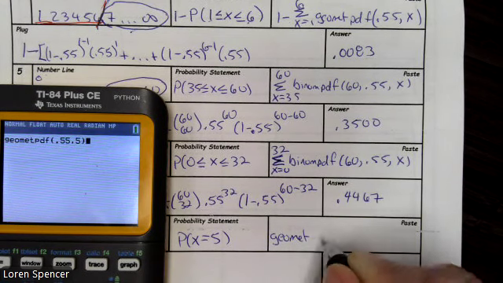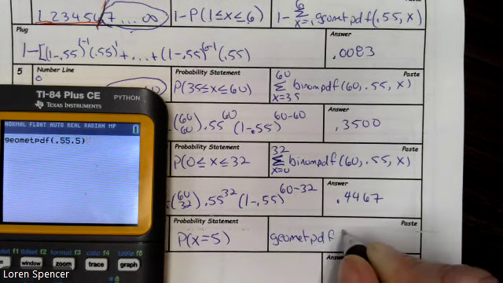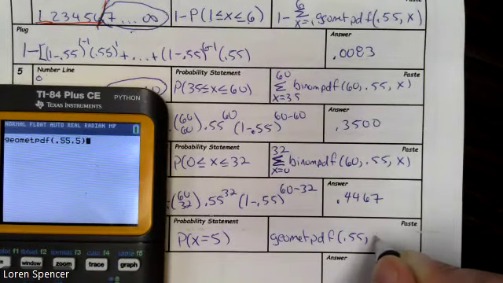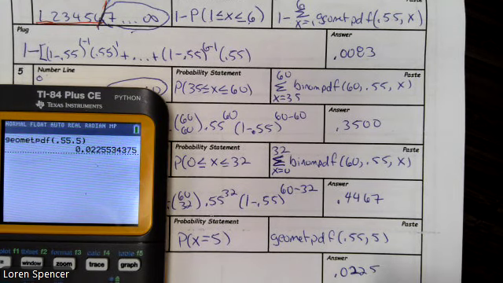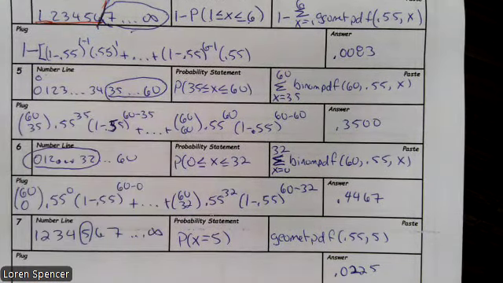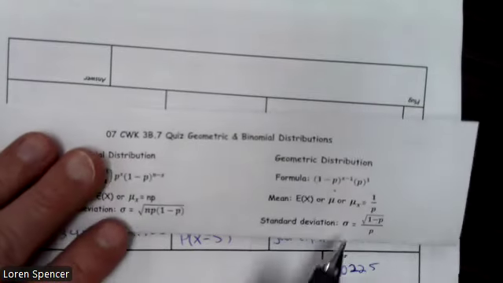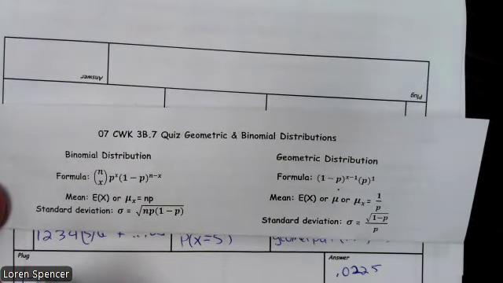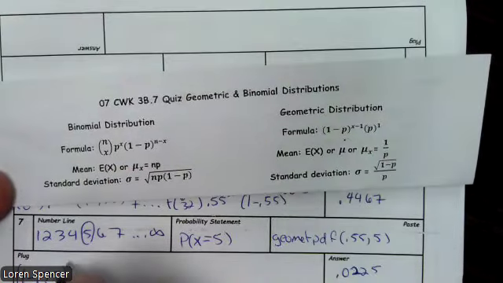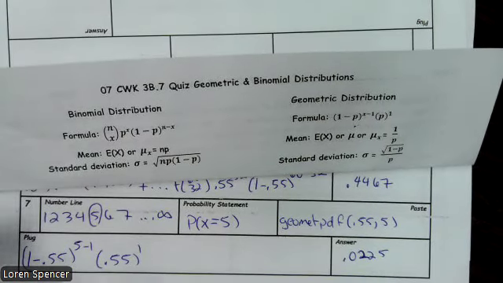Geometric PDF, 0.55 comma 5. Press enter, and we get 0.0225. And our geometric formula is 1 minus p to the x minus 1 times p. So in this case, 1 minus 0.55 to the 5 minus 1 times 0.55 to the first power. All right, so that's our first 7.